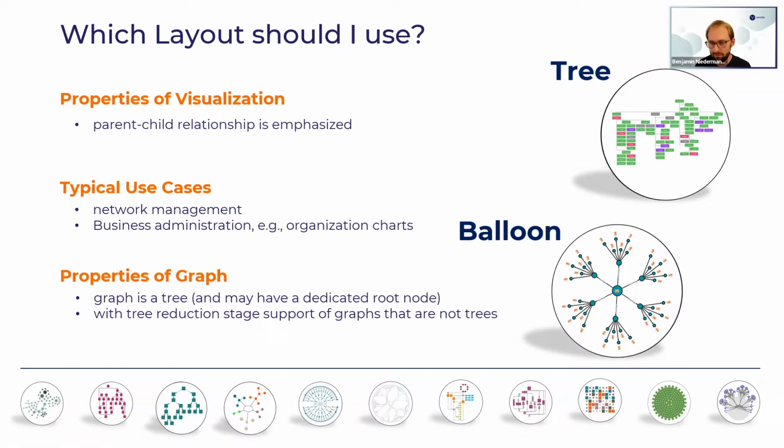But here you need to be aware that this should only be done if the graph has few extra edges that create cycles. Basically, the idea is that these edges that create cycles are hidden, such that they are not seen by the layout algorithm, and then the layout algorithm applies the tree layout, and after that the edges are introduced again.